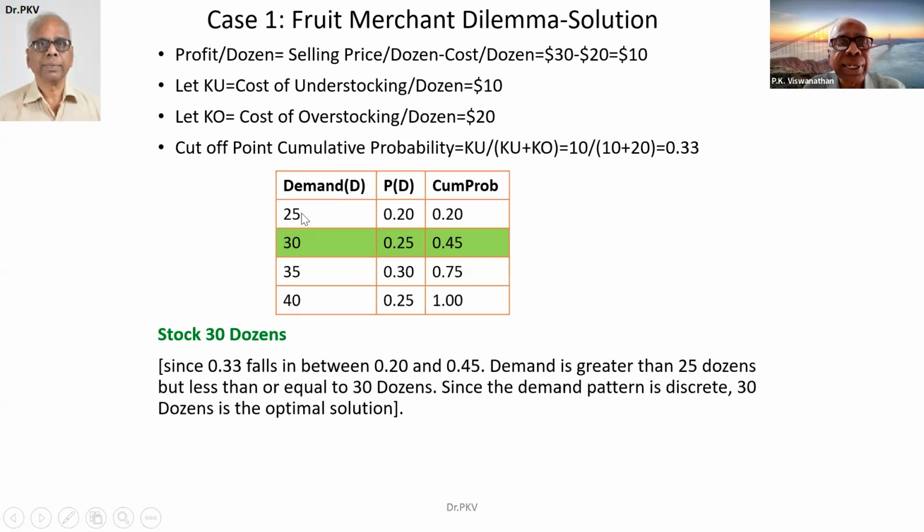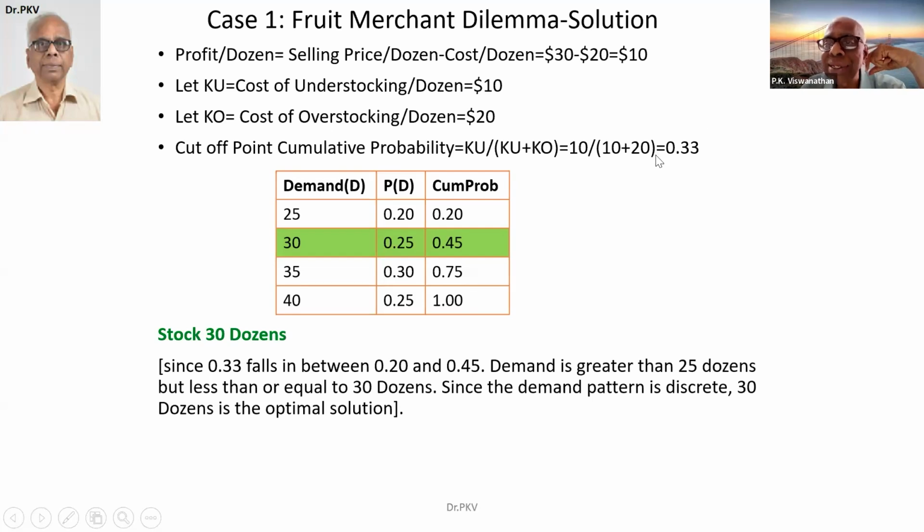We have already got the data. The demand pattern is 25, 30, 35, and 40. The probability of the demand is 0.2, 0.25, 0.3, 0.25. So the cumulative probability is 0.2 up to 25 dozens, up to 30 it is 0.45, up to 35 it is 0.75, and up to 40 it's 100% or 1.00.